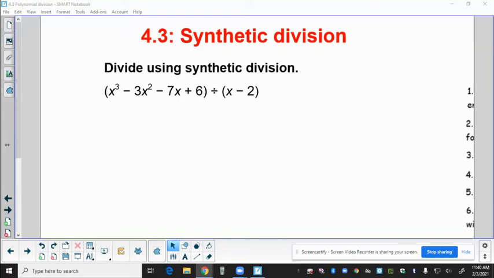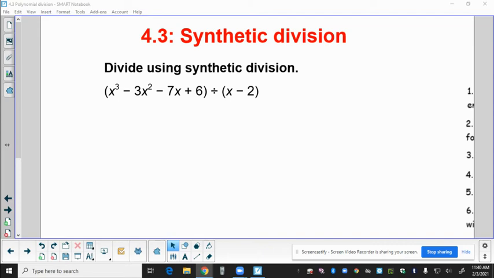Let's take a look at our next part of the section 4.3. Today we're doing what's called synthetic division. After you get done with this, you're going to hate me because it's way easier than long division. But there's a but here.